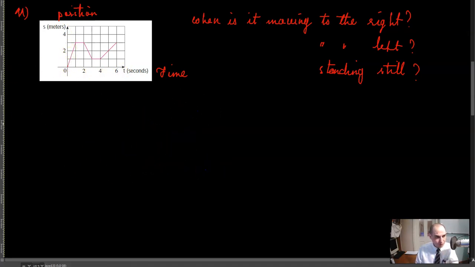And you can see that the slope of this line is basically rise over run. I'm just talking about this portion over here. The slope of this line is basically 3 units, meaning 3 meters, in 1 second. So that's 3 meters per second. That's your average velocity, right?